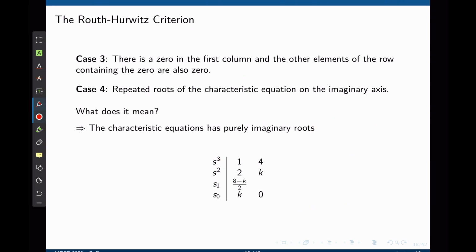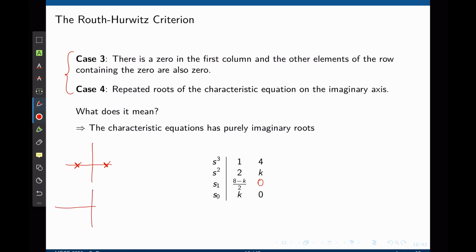The next two cases are separate in the textbook, but I think they can be combined into one. Cases 3 and 4 will occur when there is a 0 in the first column and the other elements of the row containing the 0 are also 0. For example, this case here. This happens in three cases. The first one is when you have two poles, one is positive and one is negative, and they are at the same distance with respect to the imaginary axis.